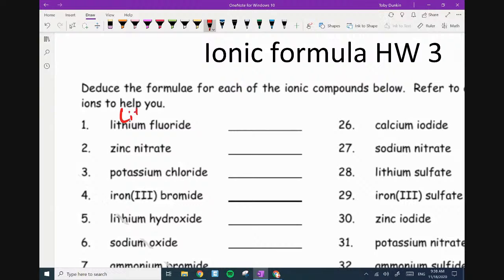So first thing, lithium is in group 1, so it's +1. Fluorine's in group 7, so it's -1. The charges cancel out. LiF. Zinc is always +2. Nitrate, NO3-. You have to know the zinc because zinc is in the transition metal block, but it's always +2. So this doesn't cancel. We're going to do the cross and down. We require 2 minus ions to cancel out the 2+. So we're going to have Zn(NO3)2. Tick it if you got it.